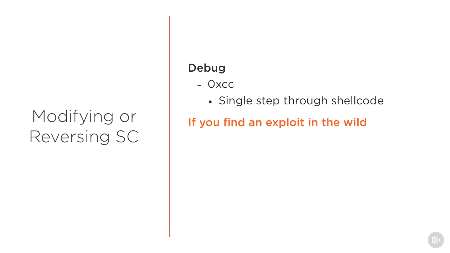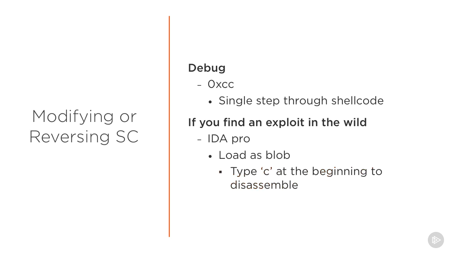and that would allow us to single step through the shellcode. Also, if you find an exploit in the wild, you're probably going to want to put that shellcode in IDA Pro, load it as a blob as I did, hit C just like we did, and then you can either examine it statically or even step through it one instruction at a time in a debugger, just like we're talking about here. So that'll help you understand your shellcode.